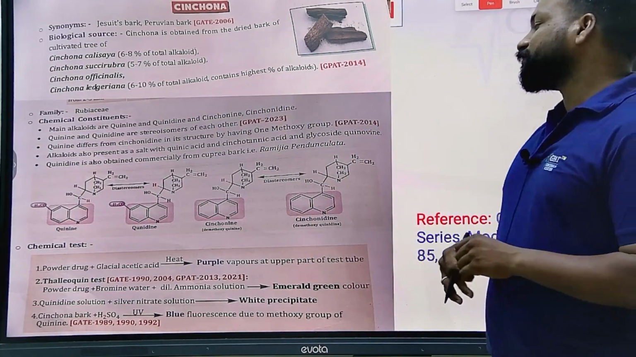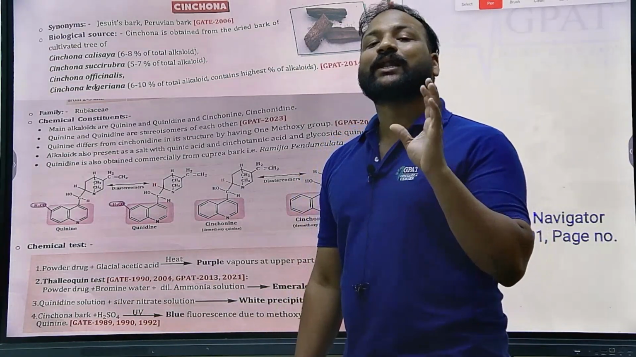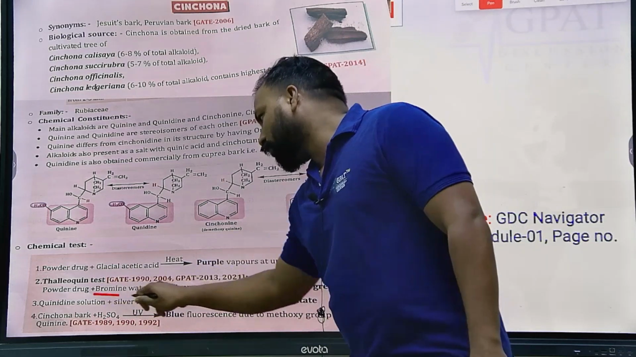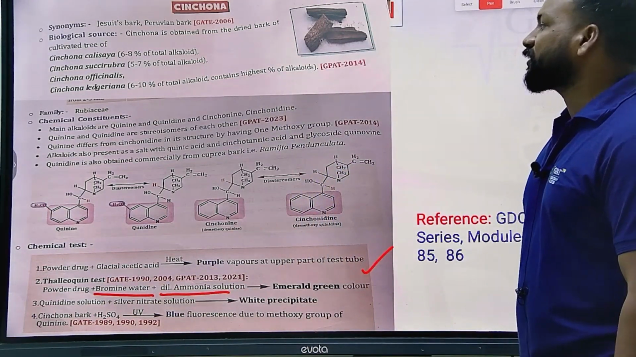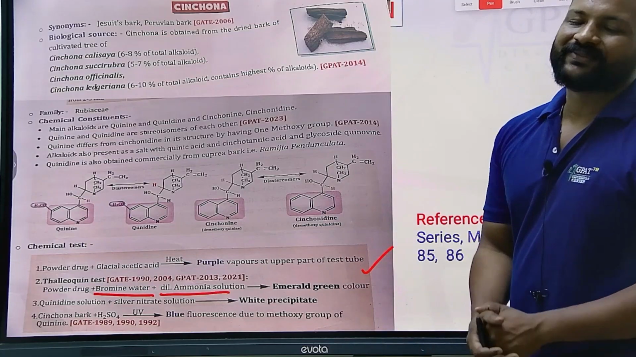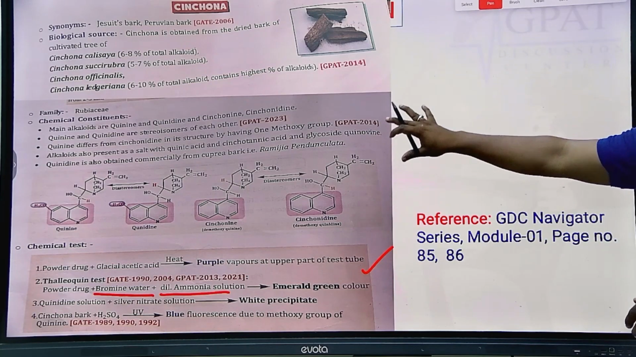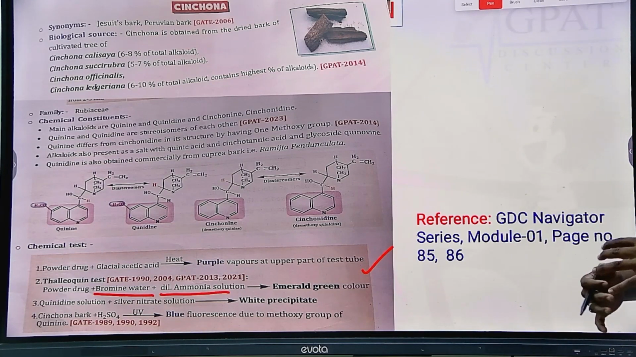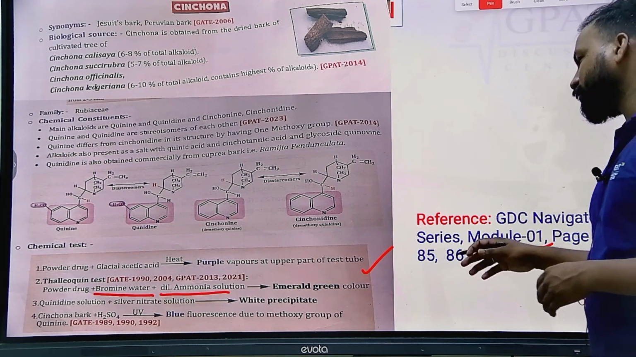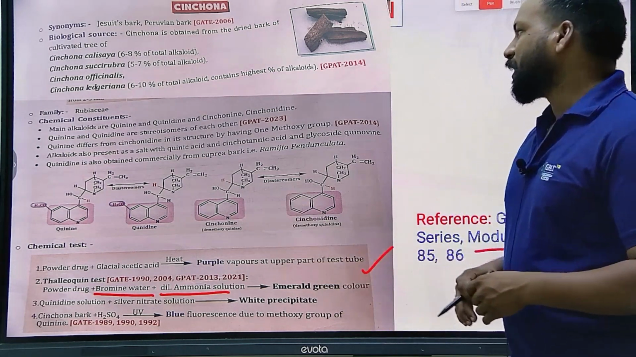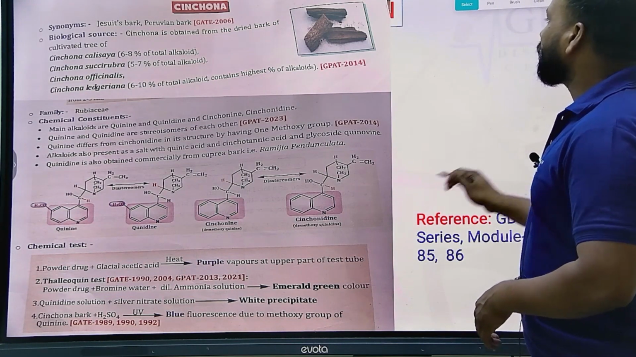But it is an identification test for Cinchona, thalleioquin. So in this way, when you add bromine water and dilute ammonia solution, it gives an emerald green color. That is an important identification test for Cinchona. You can see the difference. This text and image we have inserted directly from our own prepared modules, the GDC Navigator series module 1, page number 85 to 86. Clear? Yes. So Cinchona has the additional thalleioquin test.